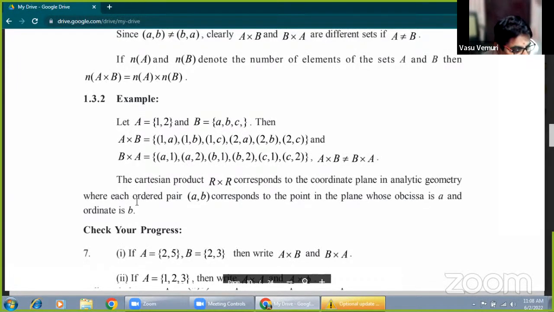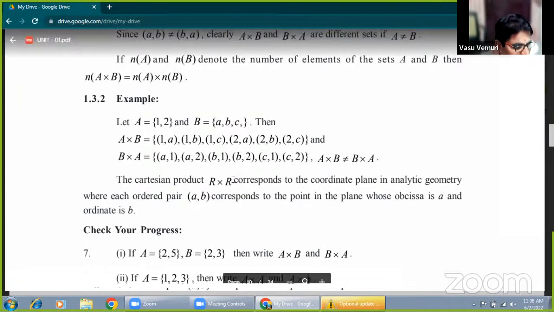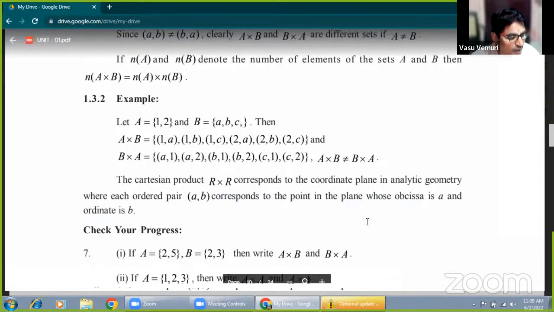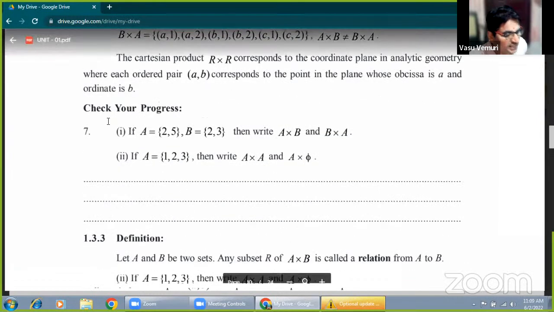This is also particularly represented as R cross R, the Cartesian product. This Cartesian product R cross R corresponds to the coordinate plane in analytical geometry. Each ordered pair corresponds to a point in the plane. Okay. Now you have to practice the check your progress.